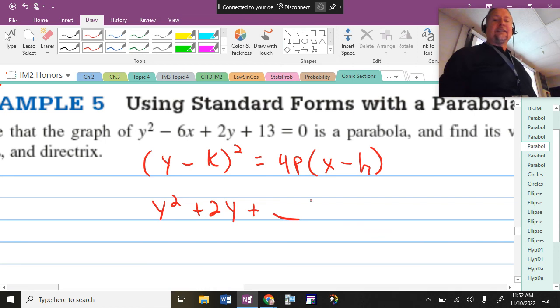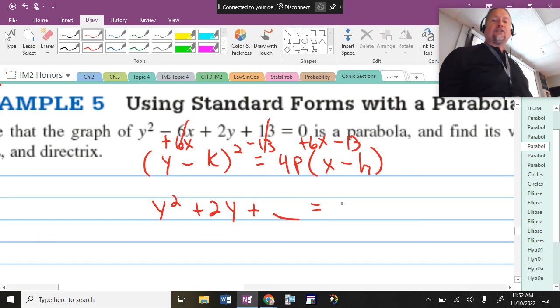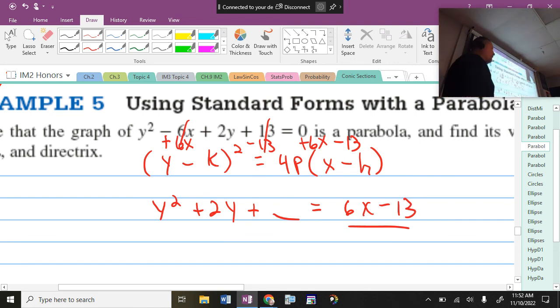And then this is honestly the biggest mistake. This makes me cry. The biggest mistake is, how do I move 6x minus over? I add it and subtract it to both sides. So I add 6x to both sides and I subtract 13 from both sides. That gets rid of it over here and then puts it over here. This is the number one mistake in completing a square and a parabola. It makes me want to hit my head up against the wall.